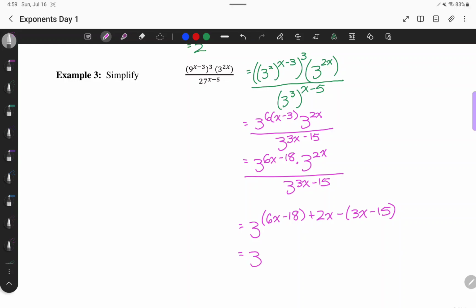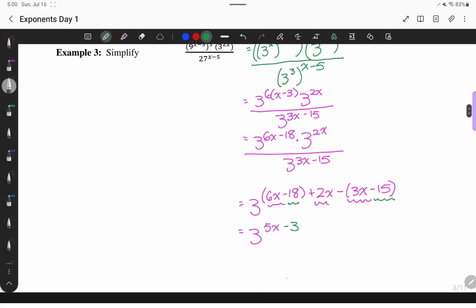So we have 3 to the power of 6x plus 2x minus 3x. That will be 5x. And then negative 18 and minus negative 15. So negative 18 plus 15, or minus 3. That gives us 3 to the power of 5x minus 3.